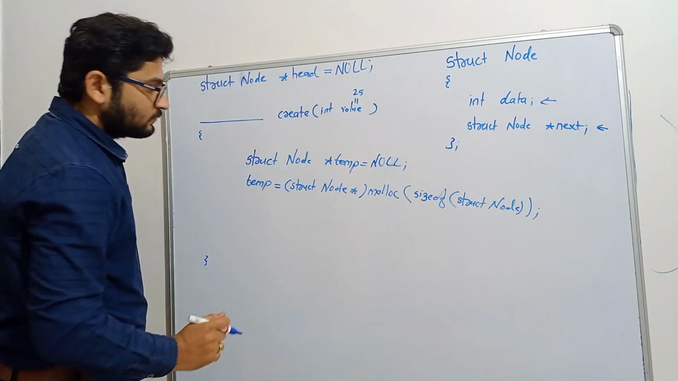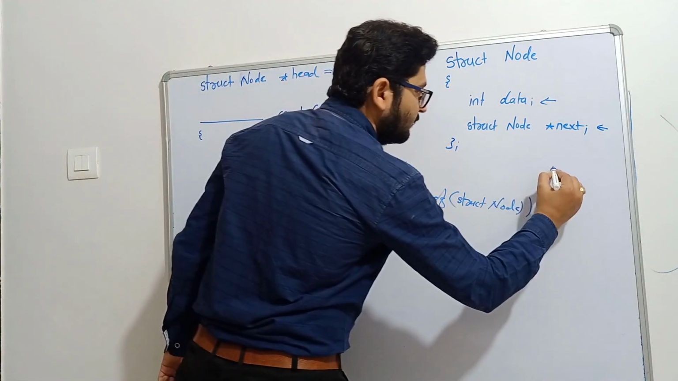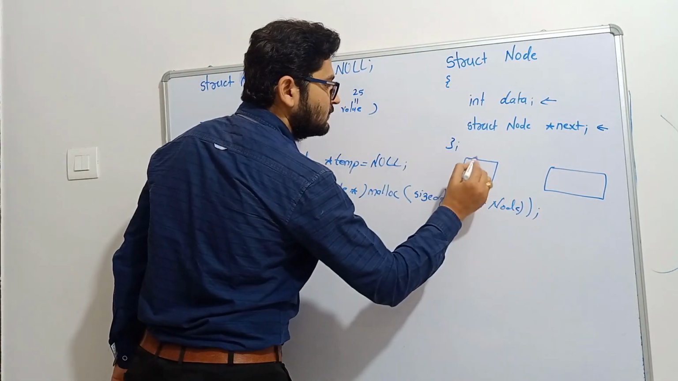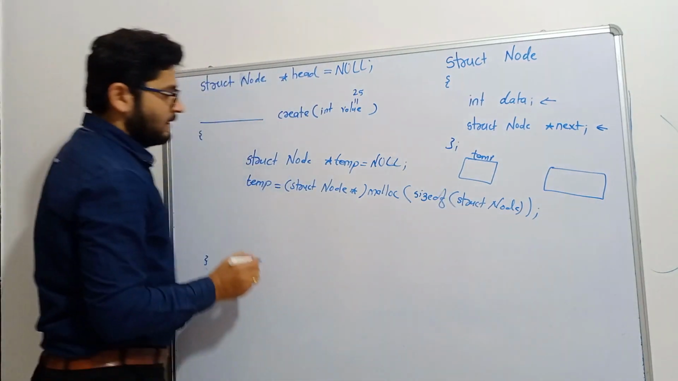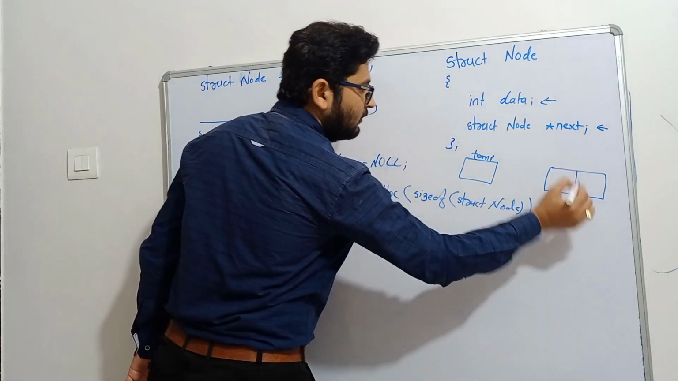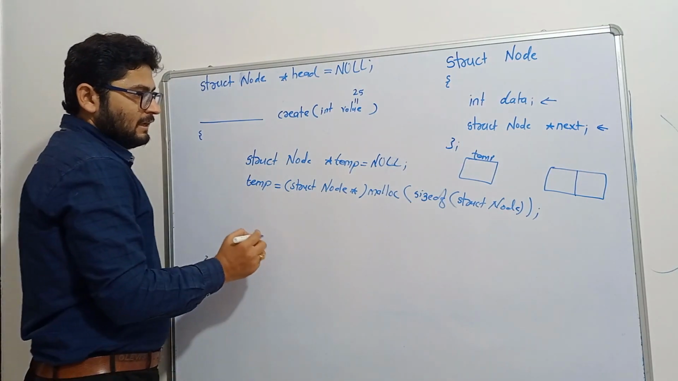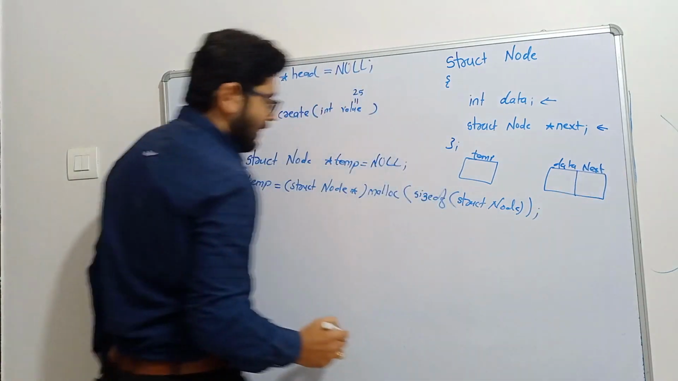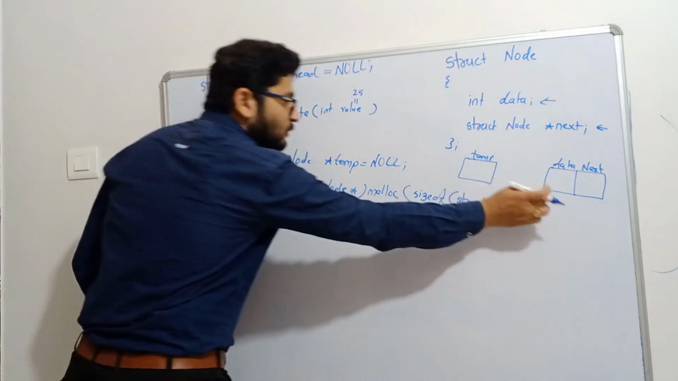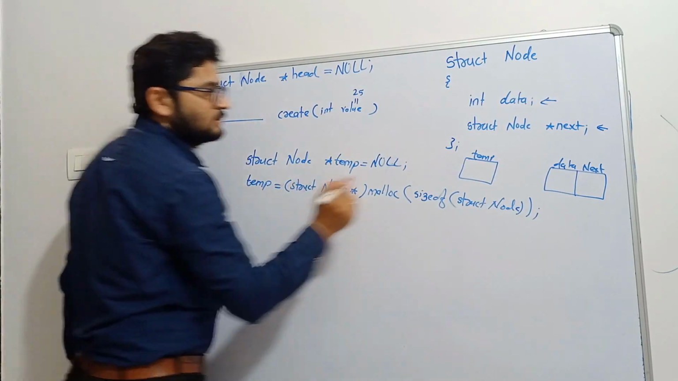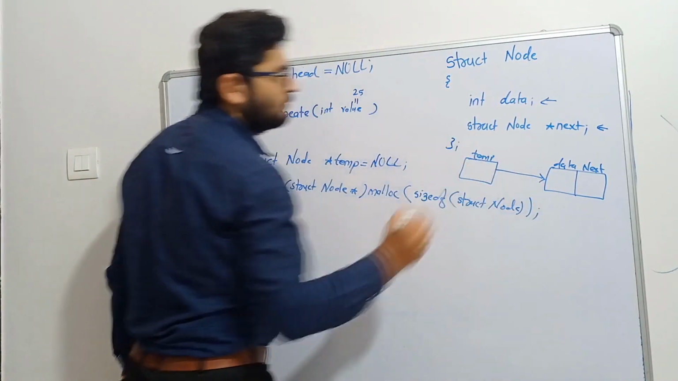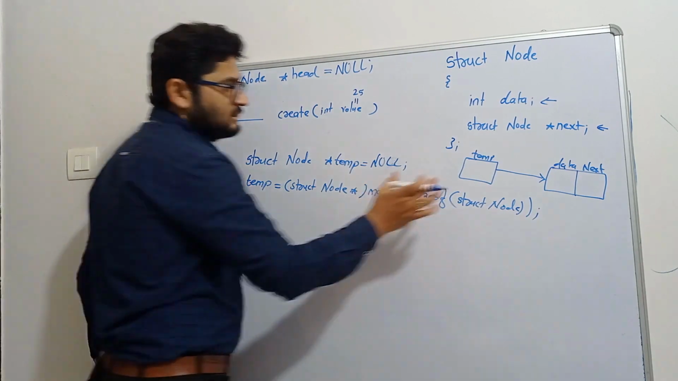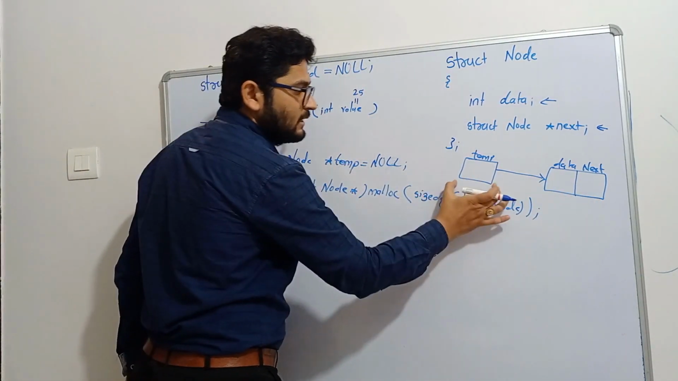Okay. Now what will malloc do? It will create one memory block. Okay. So in the first step I have created the temp pointer. And this malloc is going to create a memory block. Okay. And in this memory block, this is going to be data and this is going to be next. Okay. And it is going to return the pointer to this block, and that we are going to store in temp. So here temp is pointing to this memory block just now created by malloc. Okay. So temp pointing to this block means what? It is storing the address of this block.